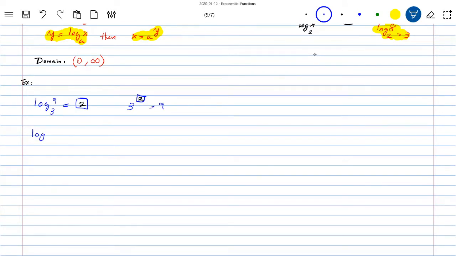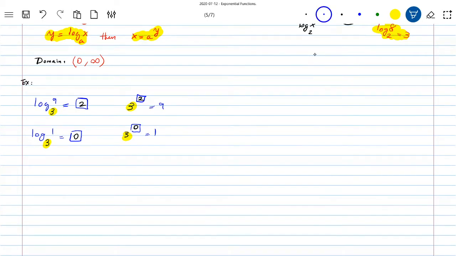Log, let's say, 1 base 3. Now, this is not easy to see, but if you write it as exponential, 3 to what power equals 1? This is always the base. This number here doesn't really matter if it's 3, 2, whatever. Let me show you. This is 3. If it's a base for log, it's going to be a base for the exponential. 3 to what power gives you 1? I hope you know that. 3 to the power 0 equals 1. So log 1 base 3 is 0.